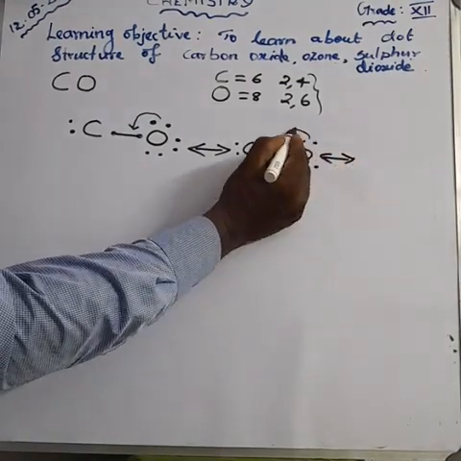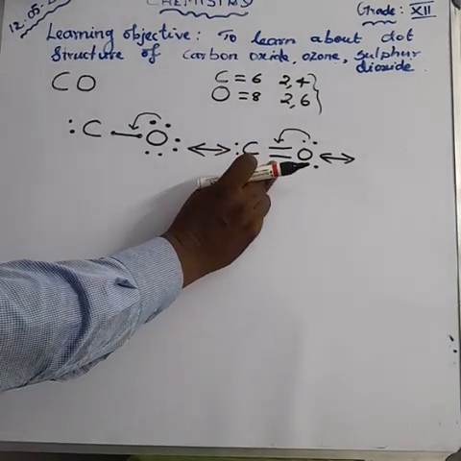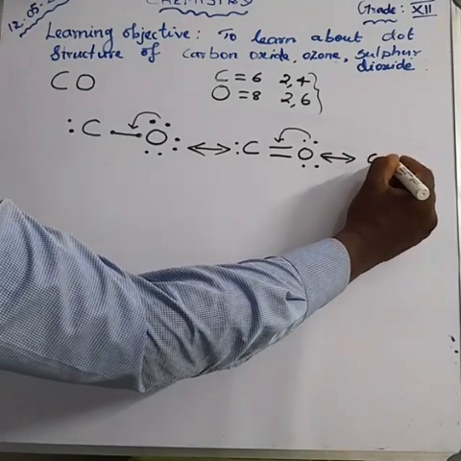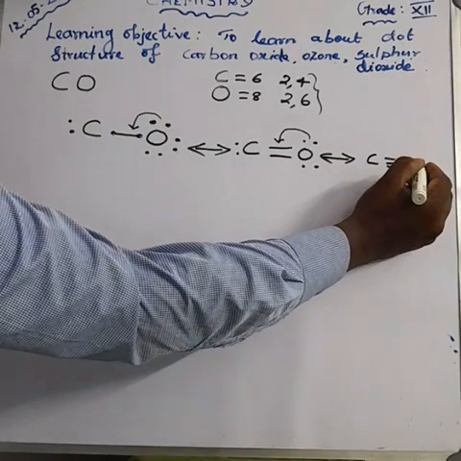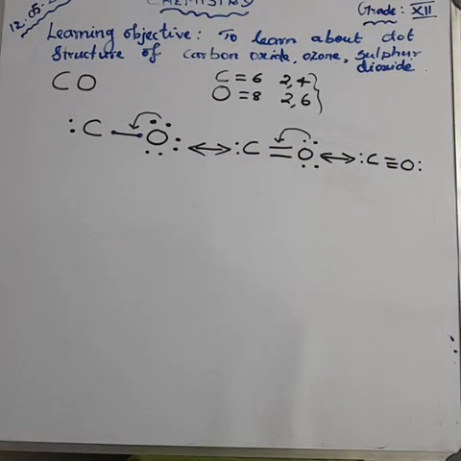Then one more bond is formed. Again, 2 electrons join here, so the double bond becomes a triple bond. Am I right? The double bond becomes a triple bond. So carbon, triple bond, oxygen. So the remaining 2 electrons, 2 electrons. So listen, all of you.